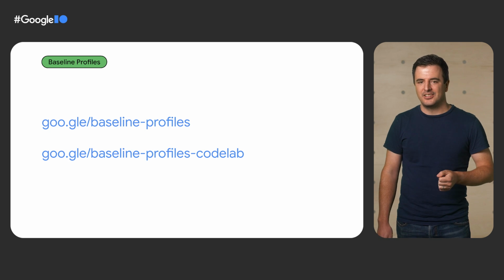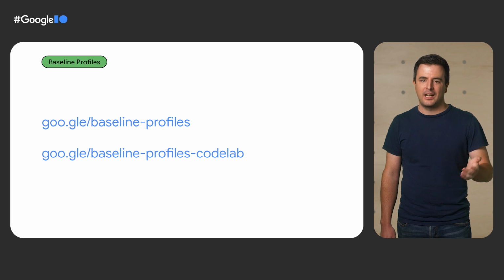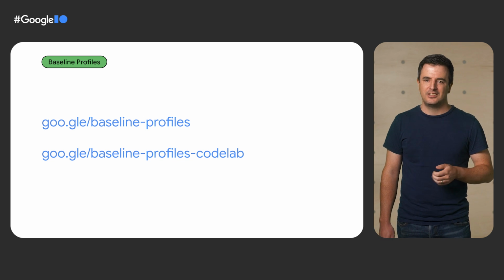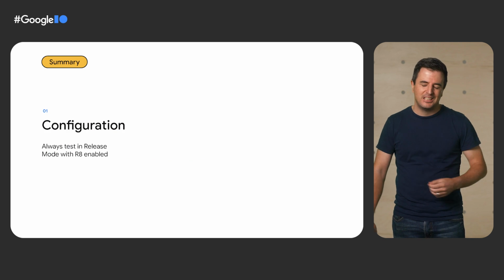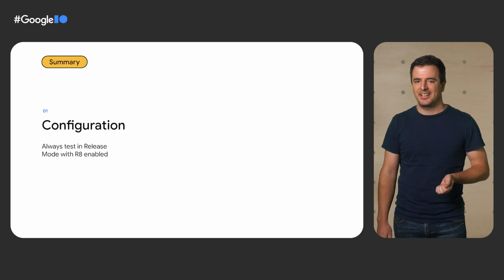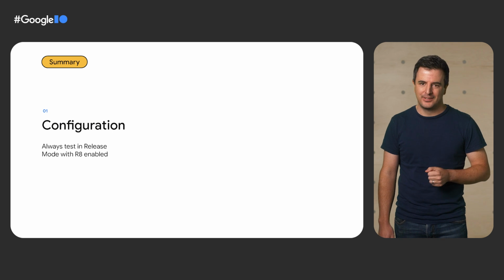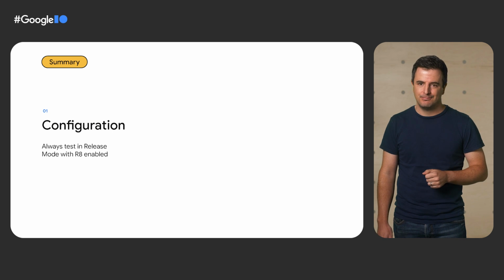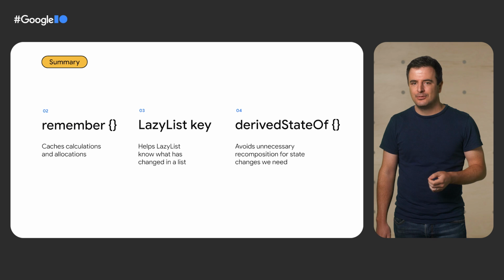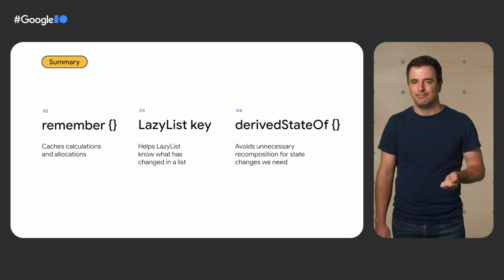For details on how to generate your own profile, or how to configure Macro Benchmark for the generation and testing of profiles, check out our documentation and code lab. And that's it! To sum up today, we looked at how to configure an app for the best performance. Remember, the first thing to check if you see a performance issue is if it persists in release mode and you have R8 enabled. We then saw some common mistakes and how to fix them.